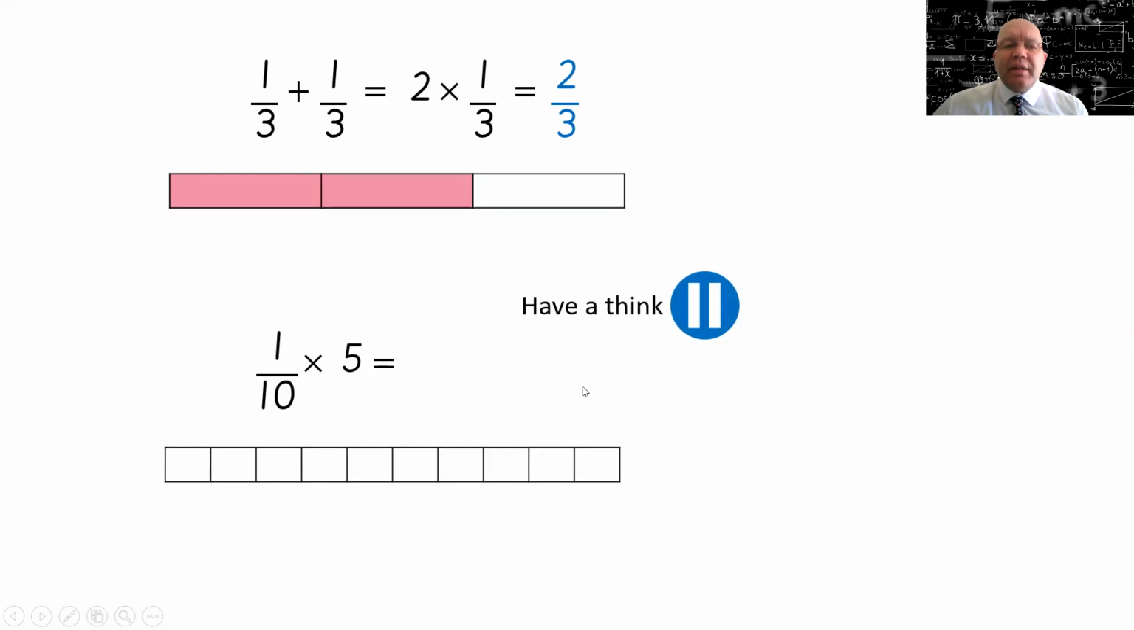What about 1/10 times 5? Well, there's my bar model in tenths. There's 5 of them. So 5 lots of 1/10. My answer is 5/10, which simplifies, of course, to a half.